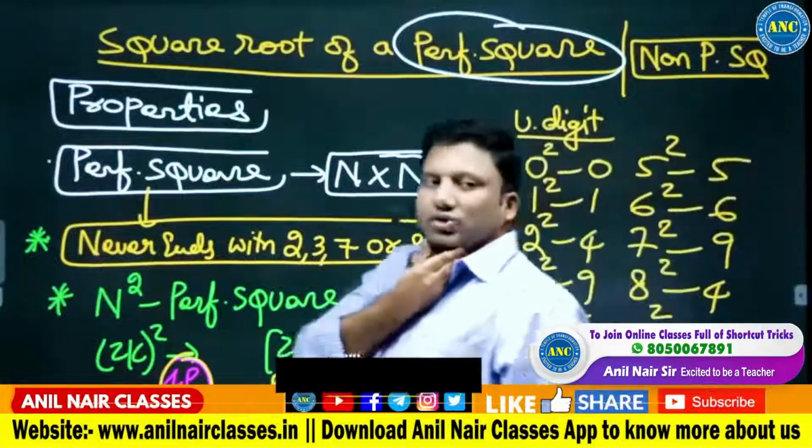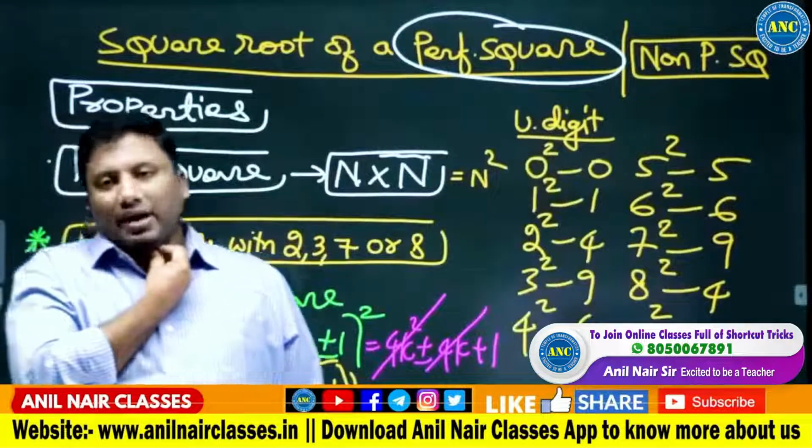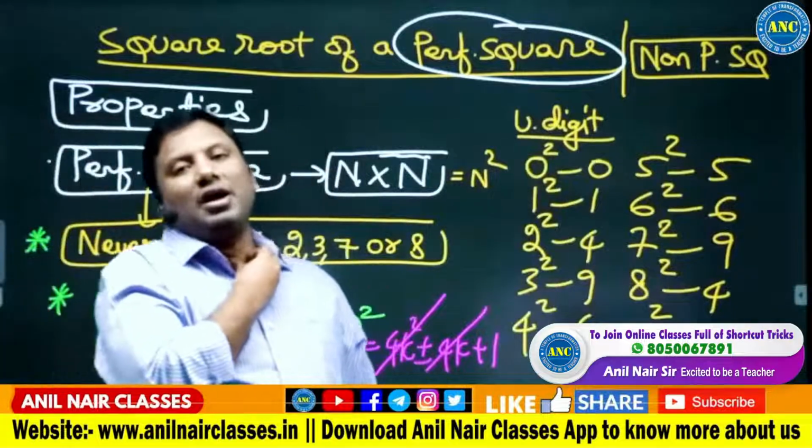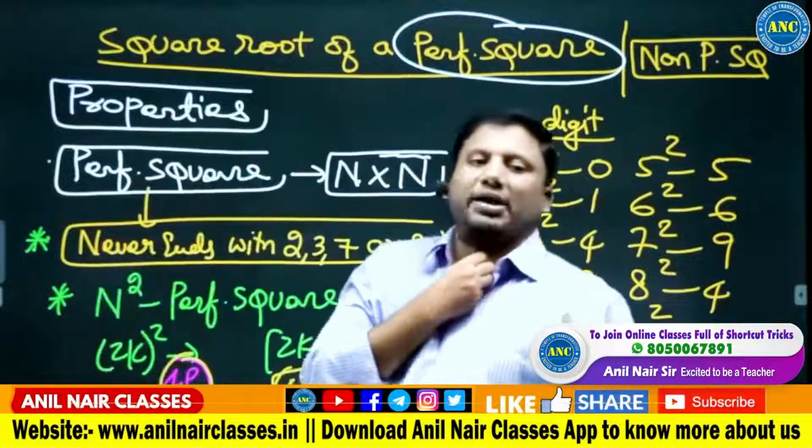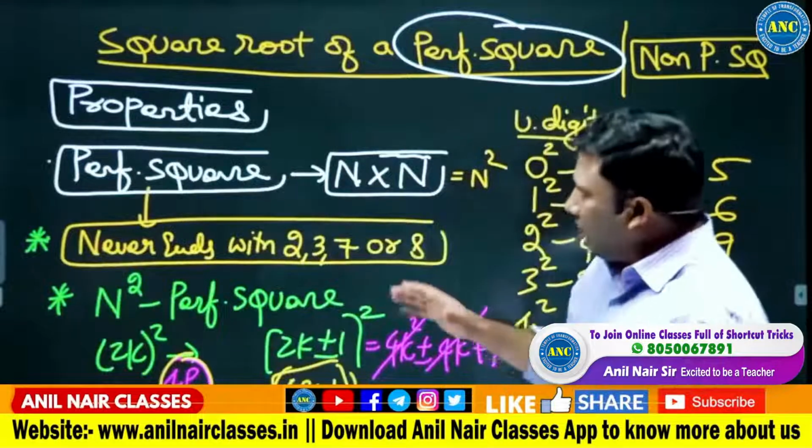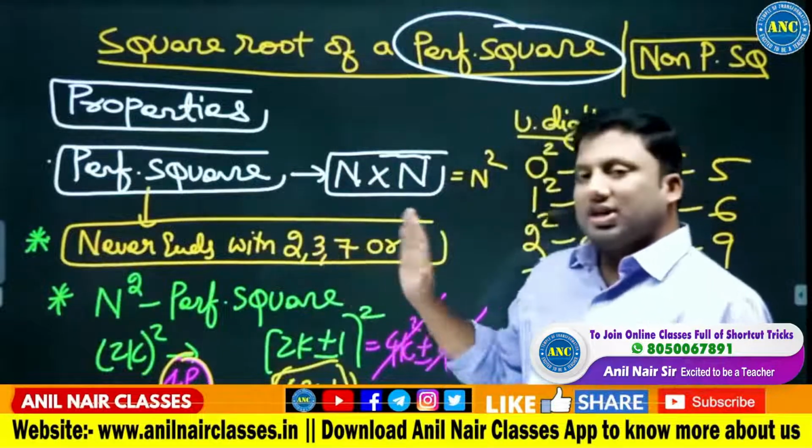Any perfect square when divided by 4 will be perfectly divisible, or it gives a remainder one. I hope the concept is crystal clear.